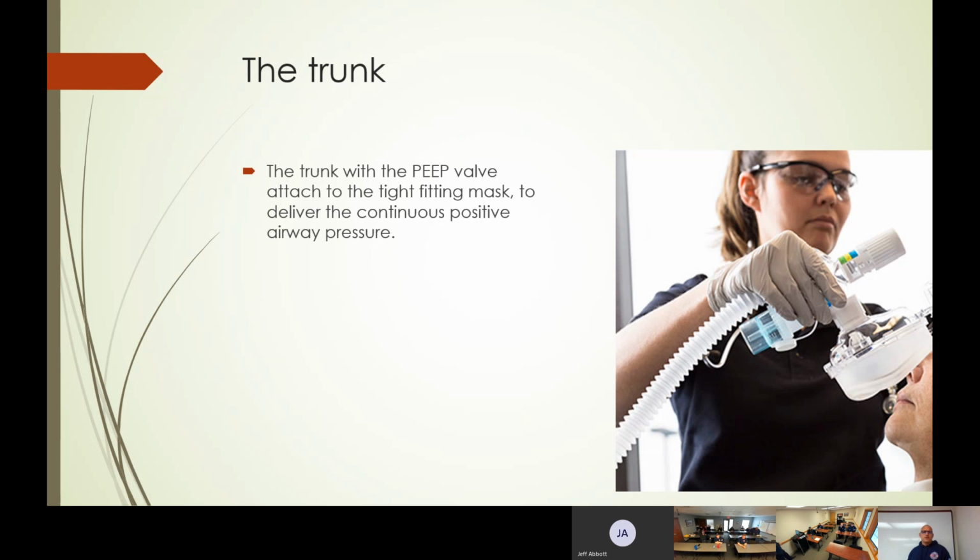We've got the trunk with the PEEP valve attached to the tight-fitting mask to deliver the continuous positive pressure. And I think so far, if I'm understanding it correctly, we do have inline valves within the system now as far as COVID issues that we want to address that are supposed to try to reduce exhalation vapor and contamination. Is that right, Lynn? Yes, there's a HEPA filter. Okay, it does have a HEPA filter. Now, what can we do in addition to that, or what should we and probably are we doing in addition to that HEPA filter to protect ourselves in the event that our CPAP patient is maybe COVID positive?